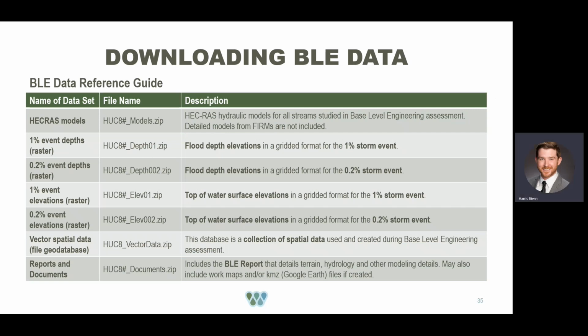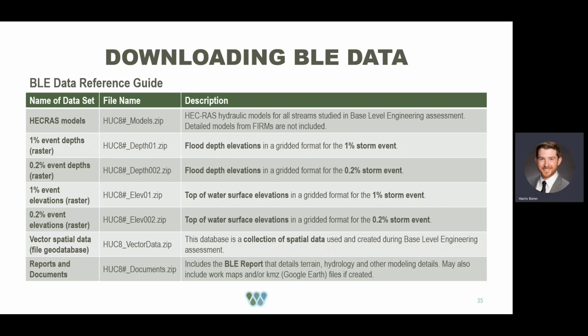Let's take some time to break down what all these datasets contain. All datasets are downloaded as a zipped archive. The first dataset in the table contains the HEC-RAS models for the watershed. This dataset has a file name in the format huc8_models. The contents of the archive include the HEC-RAS hydraulic models for all streams studied in the base level engineering assessment. It is important to note that detailed models from firms are not included.